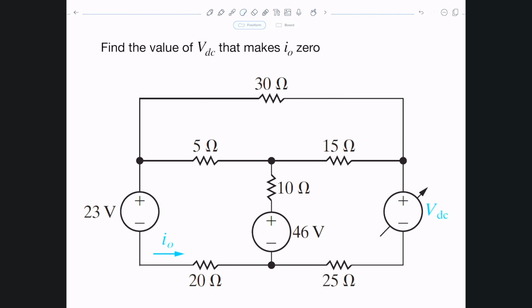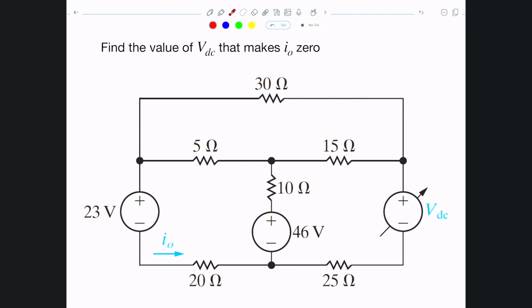In this example, I'm given this circuit topology and I'm being asked to compute the value of VDC that will make the branch current I naught 0. So this is a little bit unusual, or unusual for this course, because typically for circuit analysis, I'll give you all the different values, for example, the 15 ohms to 30, and I'll ask you to compute power, compute the current, compute the voltage.